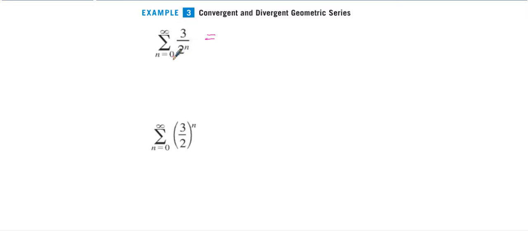So if I plug in 0 for this one, I get 3 over 2 to the 0, which is 3 over 1, which is just 3. If I plug in 1, I get 3 halves. If I plug in 2, I get 3/4, and so on. So the first term is 3, and the common ratio is 1/2. Multiply by 1/2 each time to get the next term.